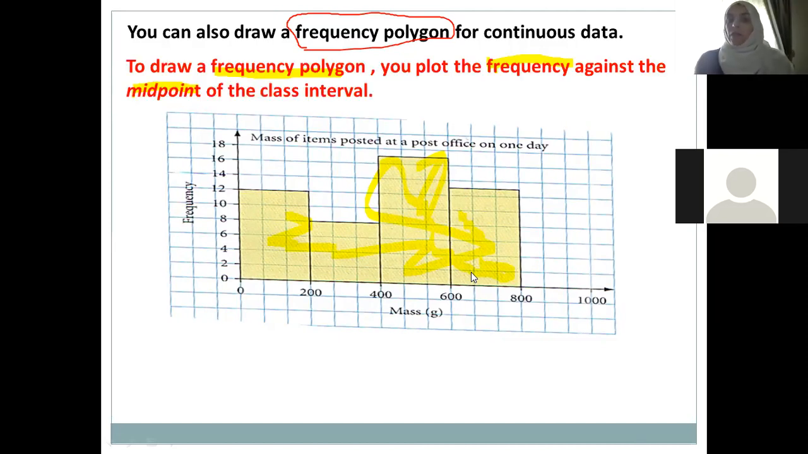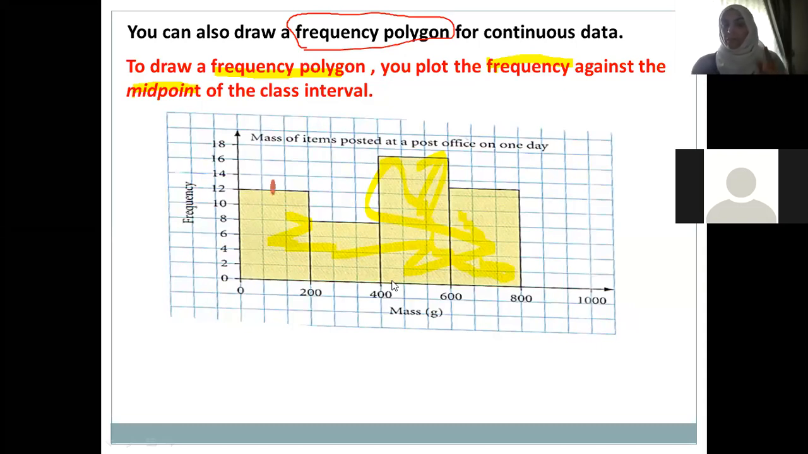For continuous type of data, إيش يعني frequency polygon? For a frequency polygon, you plot the frequency, which is the vertical axis, against the midpoint of each class interval. بنطلع midpoint of each class interval, and we plot it against the frequency, and then we join them, and so this is how we draw a frequency polygon for continuous type of data.